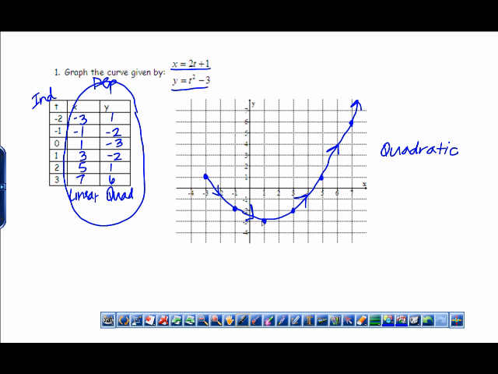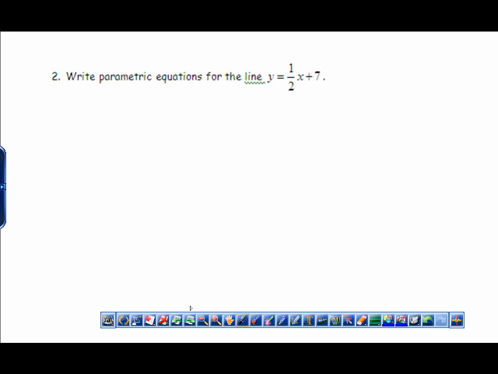Or there is a way to do it without, but again, not the point of the lesson, so I'm going to move on. Okay, so now we're going to go the other way. In this case, I'm giving you a line with just x and y, and it's linear, obviously. It says line, it's linear. And I'm asking you to write the parametric equations.